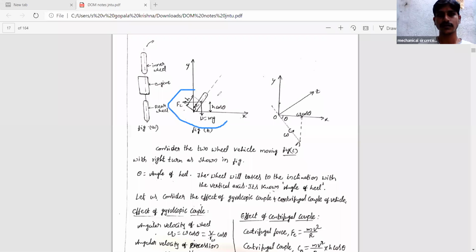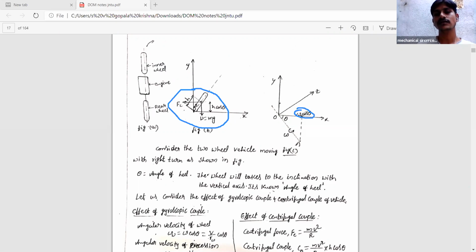So all of you observe this particular figure. From the weight point of view, W is acting towards the bottom side. And the centrifugal force is also there, opposite to the vehicle direction. So that is FC, and H is the center of gravity. While we take the turning, the vertical component value comes to H cos theta. Now coming to the third figure C, we observe that omega is replaced with the term omega cos theta. So that horizontal component is omega cos theta here.